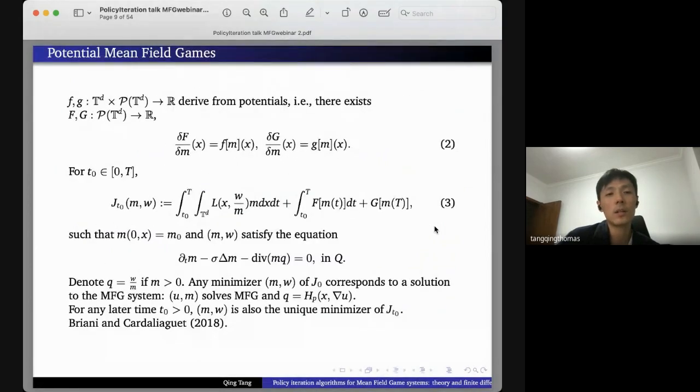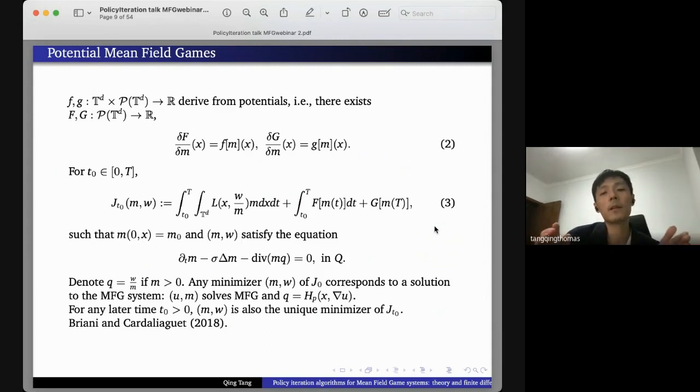And here, if I can define the flat derivative, if F and G are the flat derivatives of some other things, capital F and capital G, that have a potential structure for the coupling terms, then I can understand the mean field game as a convex optimization problem, what is called a variational mean field game system. And the important thing here, you see the T0 here, this is from a paper by Briani and Cardaliaguet.